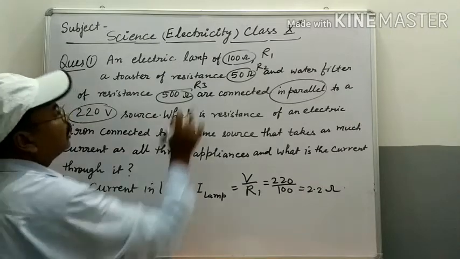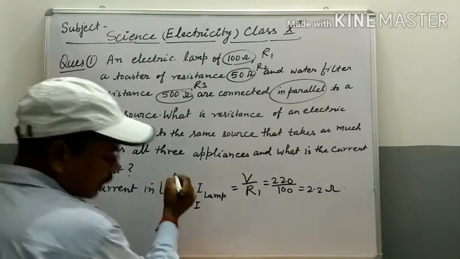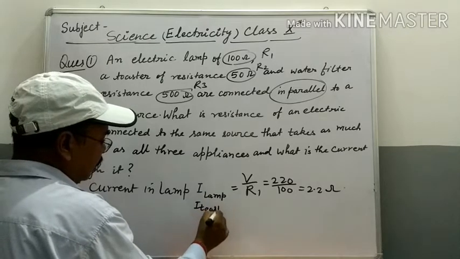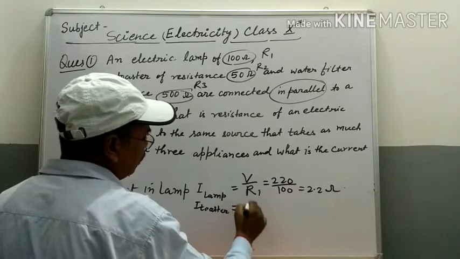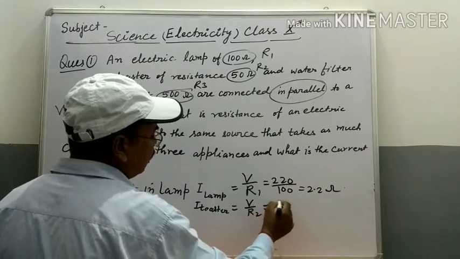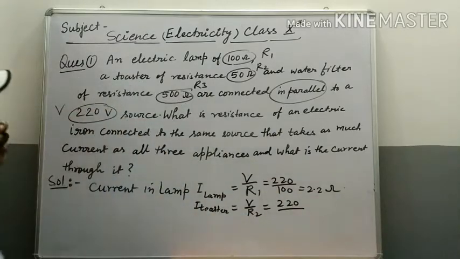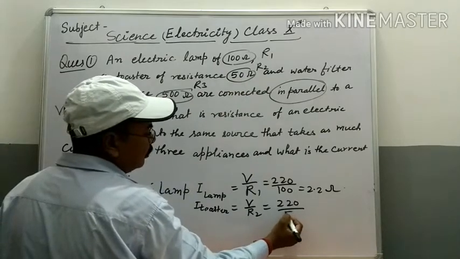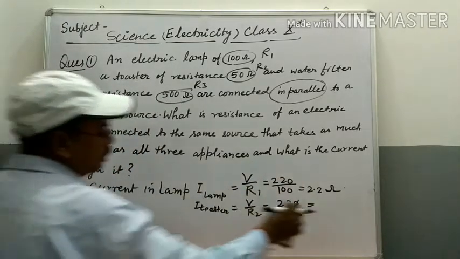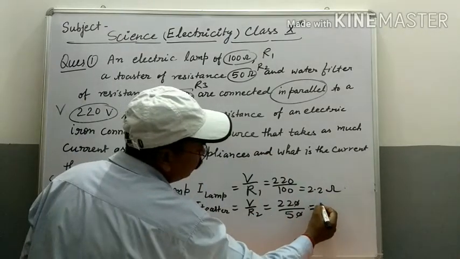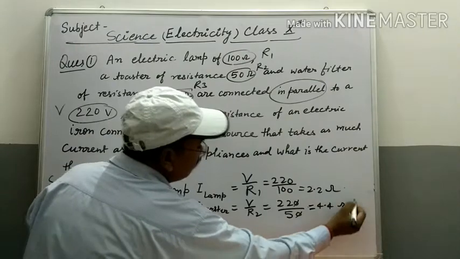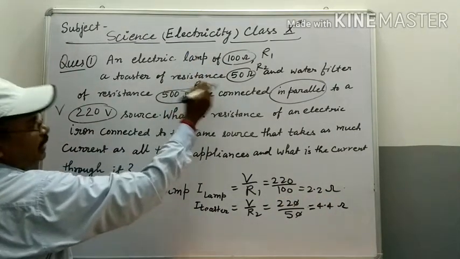Next students, current in toaster. तो करंट इन टोस्टर I, करंट इन टोस्टर TOASTER, that's definitely students V upon R2, and students V it means voltage, that voltage same in parallel connection 220 already given in the question, and students resistance 50. 50, that's students, you can cut this, and 5 4 ja 20, 4.4 ohm. स्टूडेंट्स सक्सेसिवली क्रम से हम करंट डिफरेंट डिफरेंट एप्लियंस में, अलग अलग एप्लियंस में क्या करंट है कैलकुलेट कर रहे हैं.